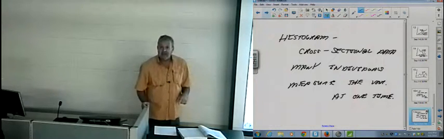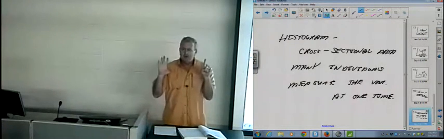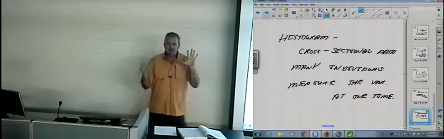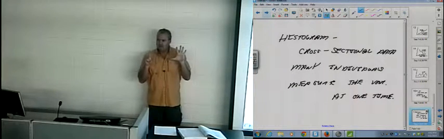Time series, time plot, one individual, many times. Histogram, many individuals, one time. Okay? That brings us to the end.